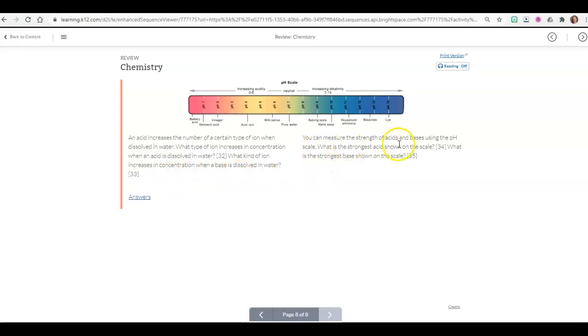And then you can measure the strength of acids and bases using the pH scale. What is the strongest acid shown on the scale? That was battery acid. And what is the strongest base? Yep, we did that. Strongest acid on the scale, battery acid; strongest base is lye. So that covers the pH scale.